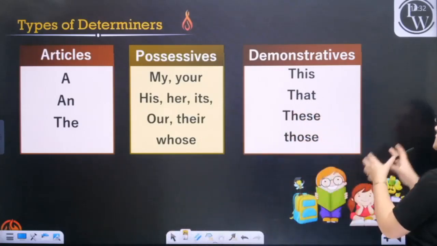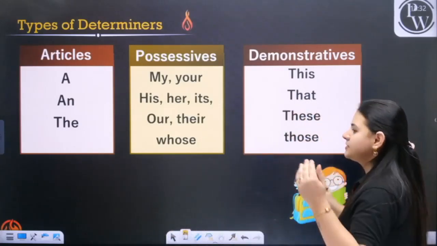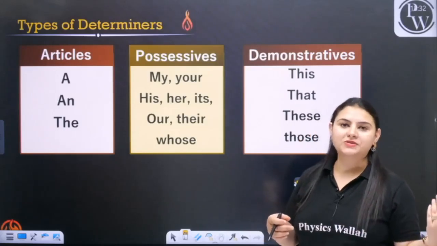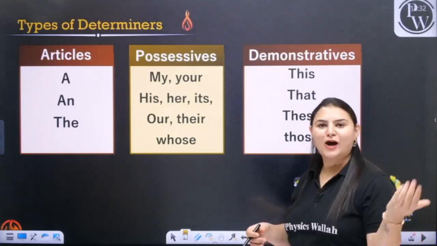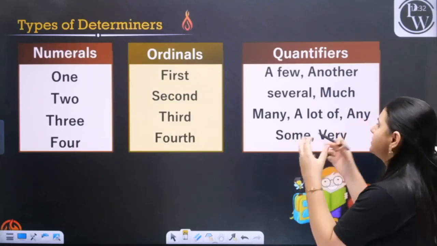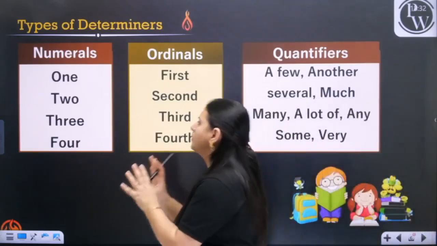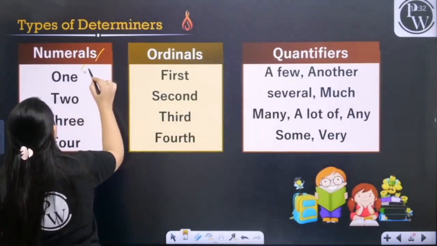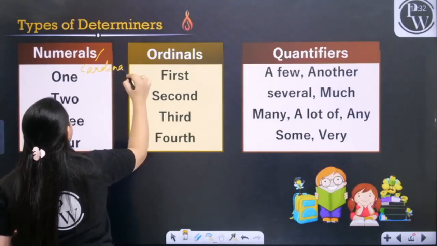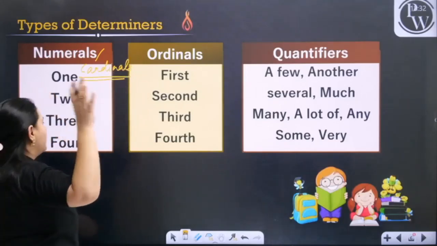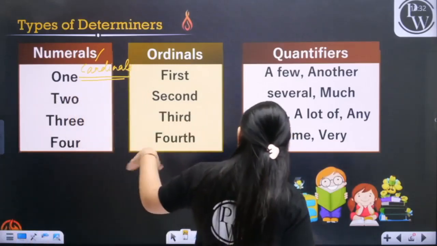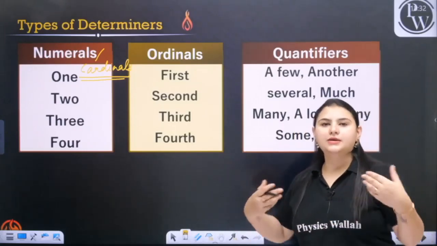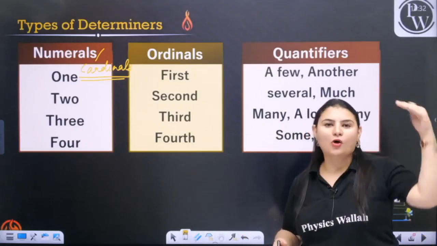Now, demonstratives. Demonstratives are this, that, these, those. These help us to refer to the nouns, to point out the nouns. The other ones are numerals and ordinals. Numerals, we can also call them cardinals. What are cardinals and ordinals? We have learned it in grade 1, 2: 1, 2, 3, 4, 1st, 2nd, 3rd, 4th. These are basically telling us the numbers or the order of the noun.